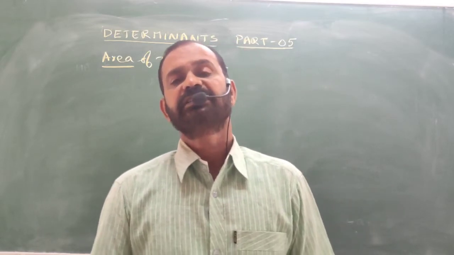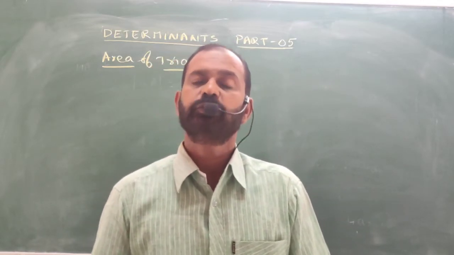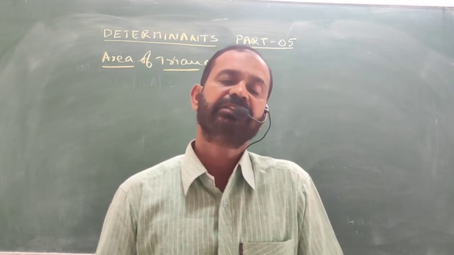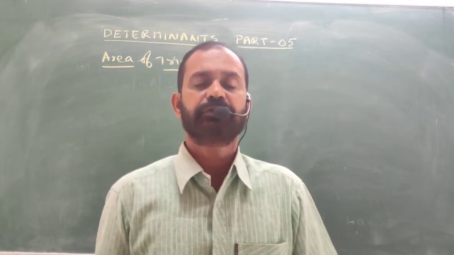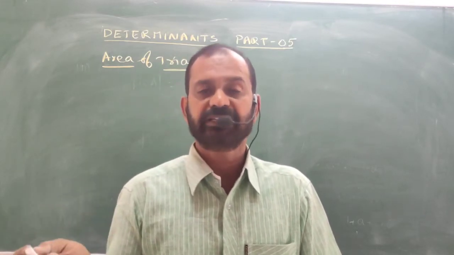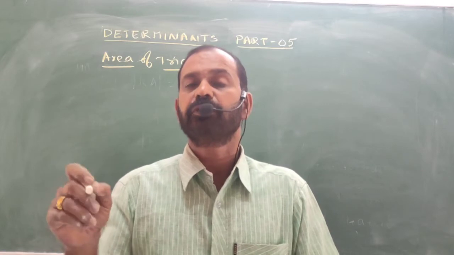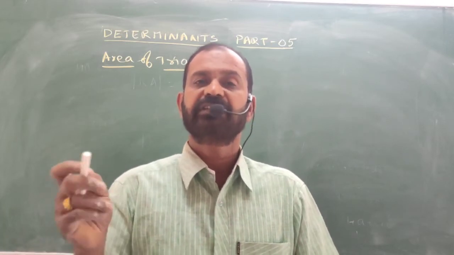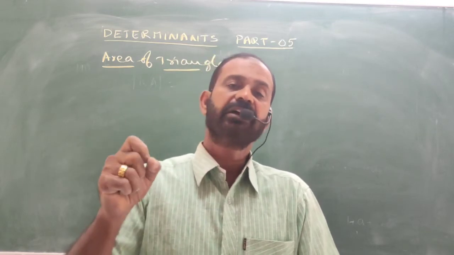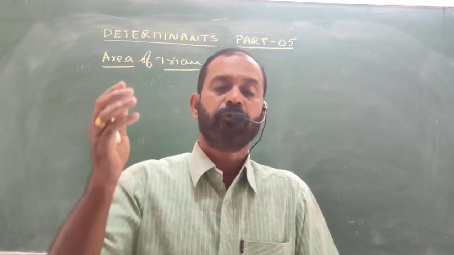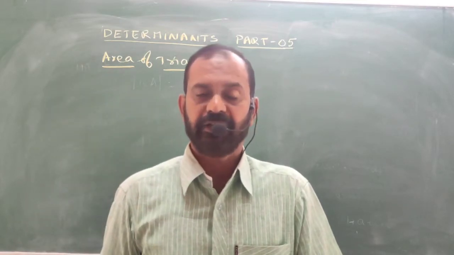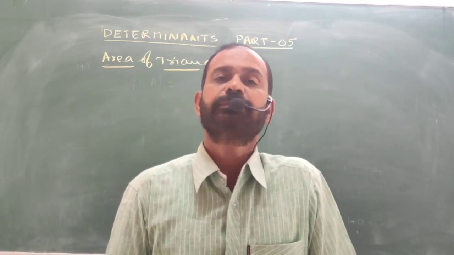When the vertices x1, y1, x2, y2, x3, y3 are given, we have seen that area of triangle is equal to half mod x1 into y2 minus y3 plus x2 into y3 minus y1 plus x3 into y1 minus y2. Since the area cannot be negative, we are taking the absolute value or modulus value. That means area must be always positive.